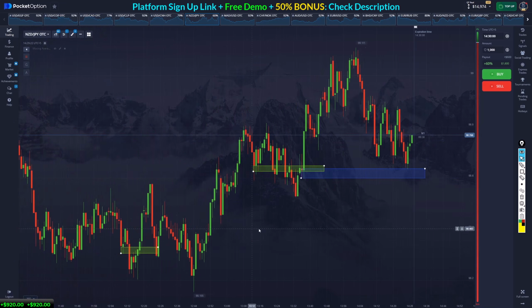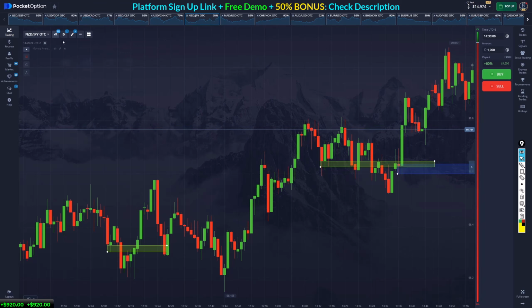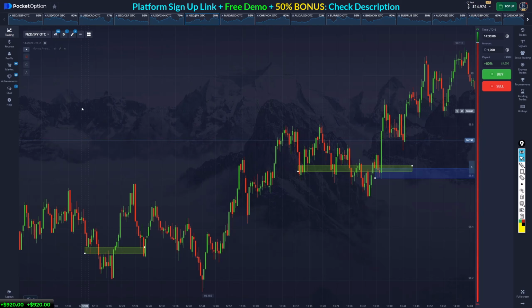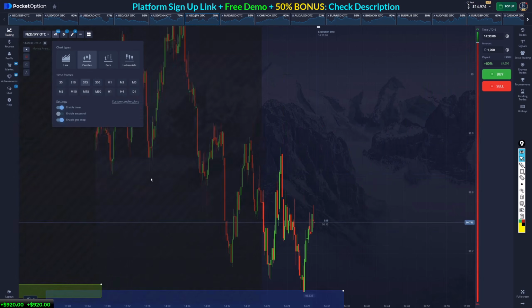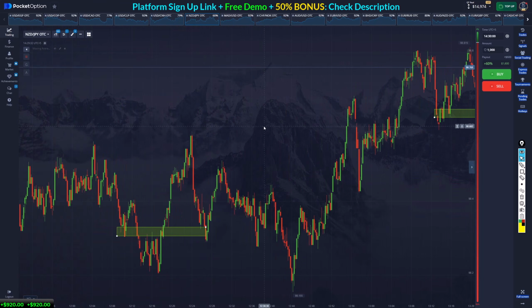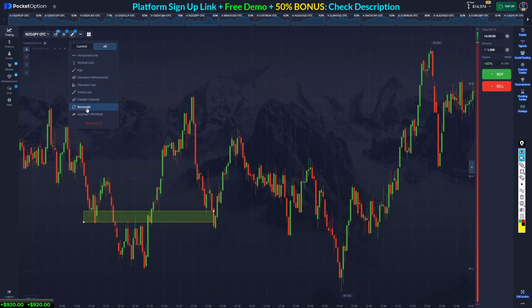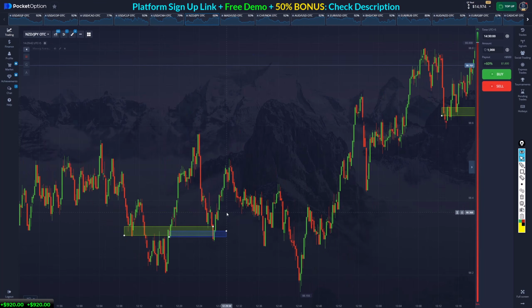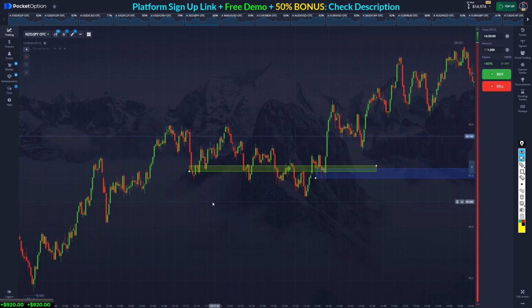Okay, now for finding a better entry, we can go to the lower time frame step by step. After detecting the higher time frame engulfing pattern, in the lower time frame we need to place our entry exactly on a fresh demand area, just as this blue zone. Okay, just as that blue zone.